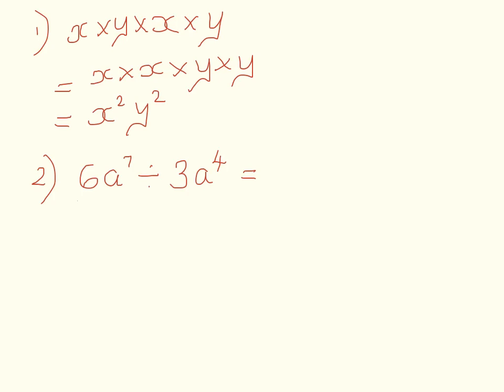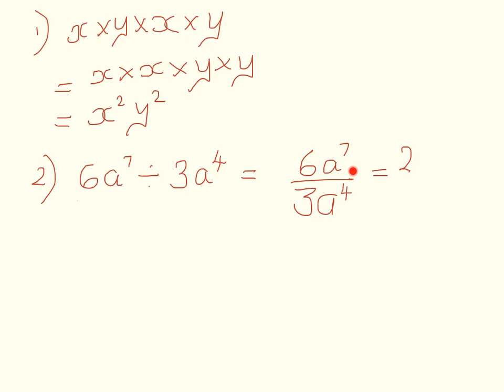In the second example, we've got 6a to the 7 divided by 3a to the 4. And you'll sometimes see that written like that. Other times we'll see it written like this, which is a little bit easier for us. So we deal with the numbers separately. So 6 over 3 we can cancel, same as in a normal fraction. So that's going to be 2. And a to the 7 over a to the 4 here.